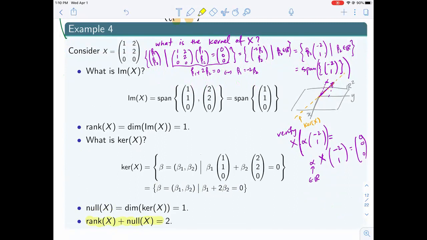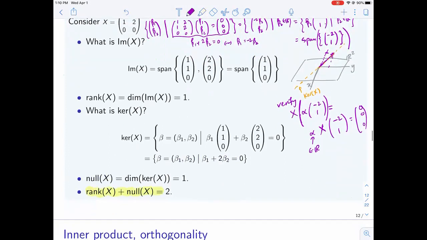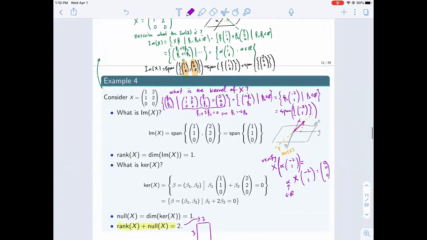And 2 is the dimension of the input space. So the rank of the matrix plus the nullity is equal to that. Okay, so now you know about the image, the rank, the kernel, and the nullity. Questions, comments?